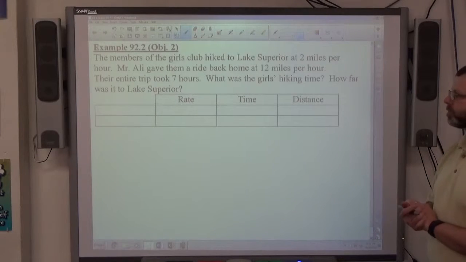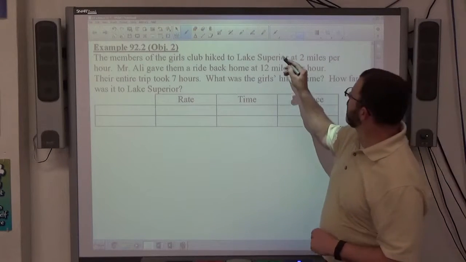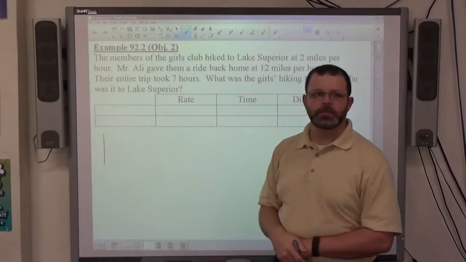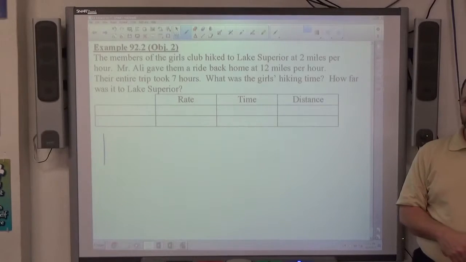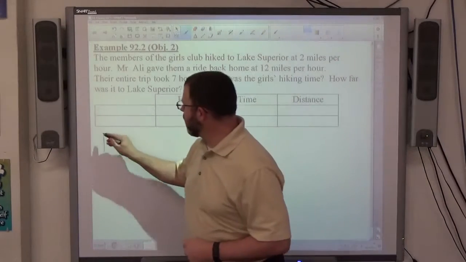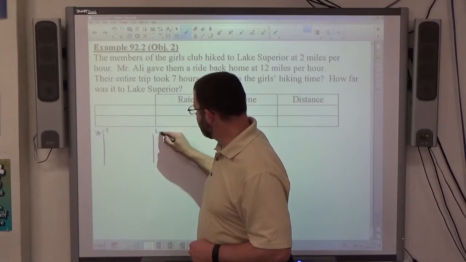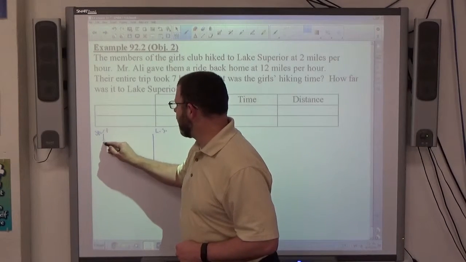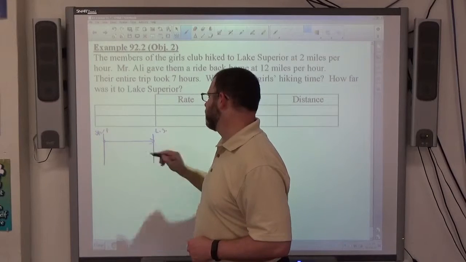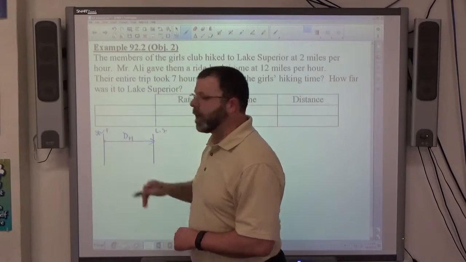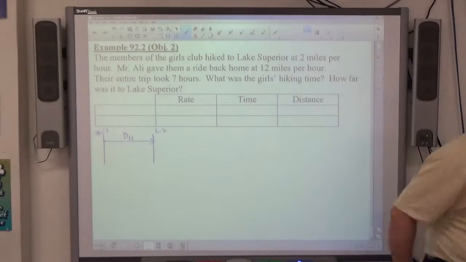So, the girls are somewhere. Let's just say the girls are right here. What are they doing? Hiking to Lake Superior. So they're starting here, and Lake Superior is over here somewhere. How far is it to Lake Superior? We don't know. So the girls went some unknown distance hiking. That's how you draw the distance expressions here.